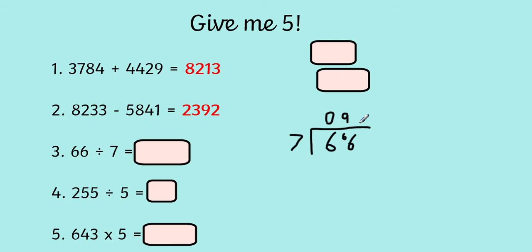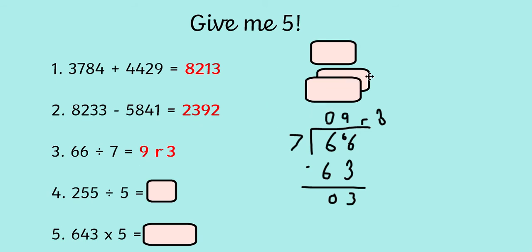And then what's my remainder? I've got 7 times 9 is 63, so I can pop that one down here and then do my take away. Bit of long division here. So 6 take away 3 we have got 3, 6 take away 6 is 0, so our remainder must be 3. So 66 divided by 7 is 9 remainder 3.